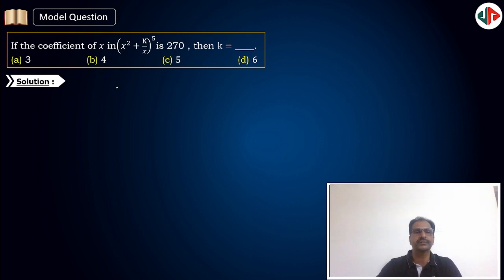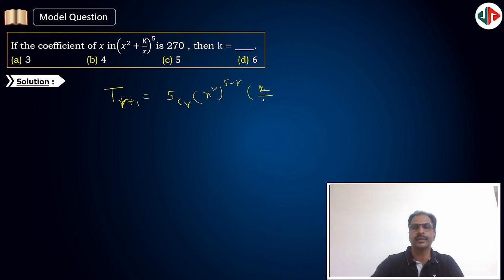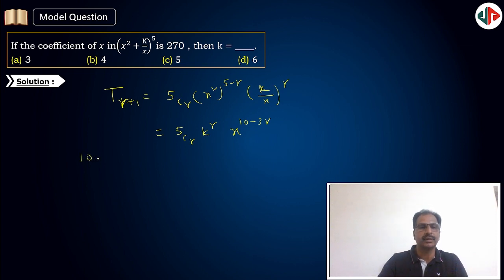Next question. If the coefficient of x in the given expansion is 270, then what is the value of k? For that, first write the general term T(r+1) = 5Cr (x^2)^(5-r) (k/x)^r. We require the coefficient of x. So 5Cr k^r, and this is x^(10-2r)/x^r, which is x^(10-3r). To get the coefficient of x, meaning x^1, 10 - 3r should be taken as 1. From this you get r = 3.